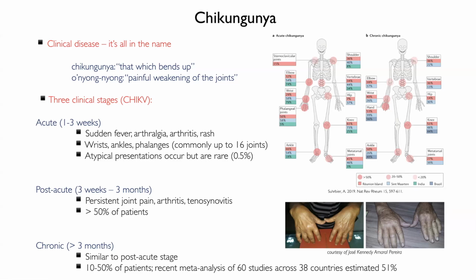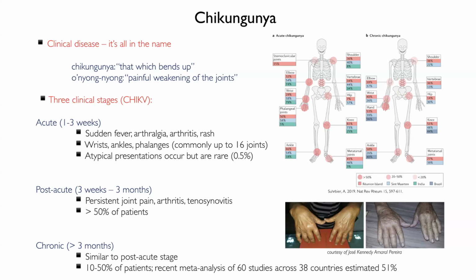And the series of chikungunya virus outbreaks that we've witnessed over the last 20 years that have involved millions of patients have really given us a better understanding of the clinical manifestations of infection. And so from this, 3 clinical stages have been defined. There's an acute stage that typically lasts 1 to 3 weeks. As Margaret mentioned, it's characterized by a rapid onset of high fever and intense pain and inflammation in joints.